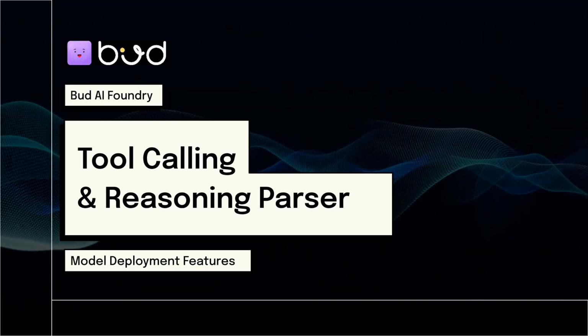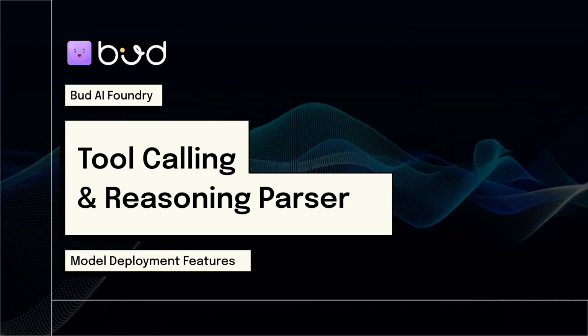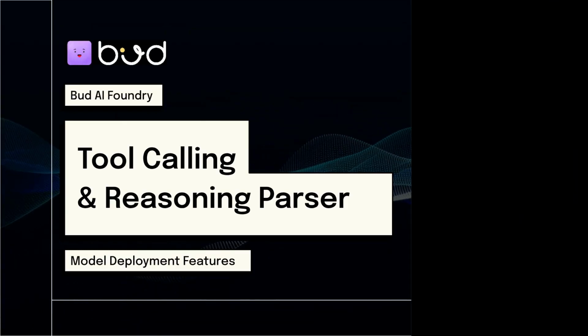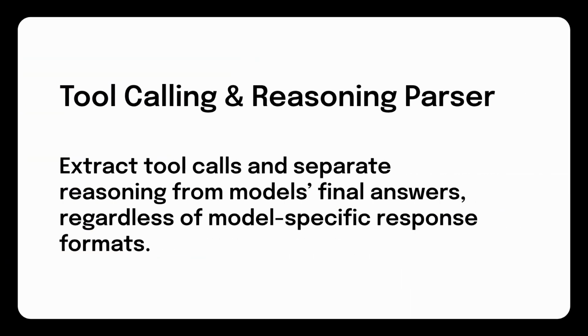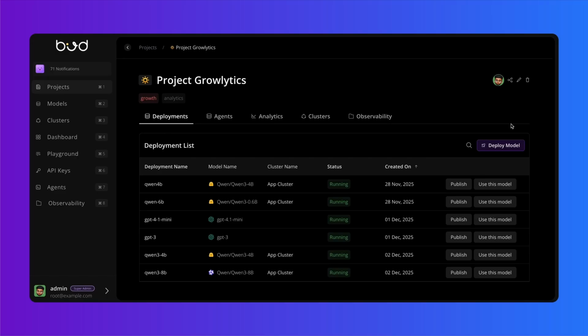In this demo, I'm going to walk you through two new features we've added to Bud AI Foundry: tool calling and the reasoning parser. They give you a consistent way to extract tool calls and separate reasoning from models' final answers, regardless of model-specific response formats. First, let's see how to access these features.